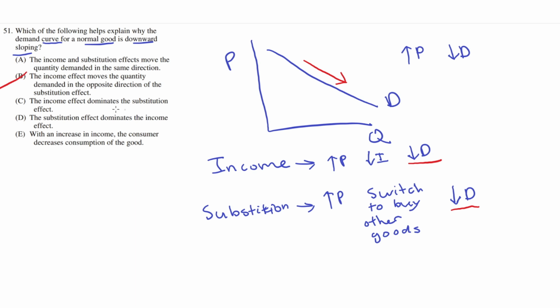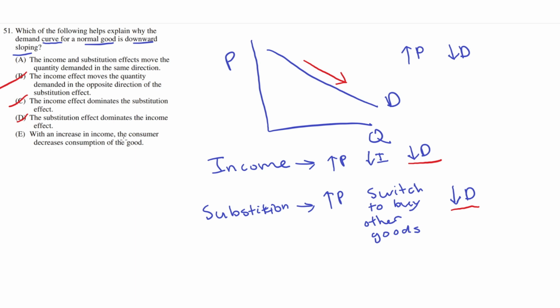C. The income effect dominates the substitution effect. This is incorrect because neither effect is overpowering the other effect. So C is completely incorrect. D. The substitution effect dominates the income effect. This is incorrect, like C, because neither effect is greater than the other effect. So D is incorrect.